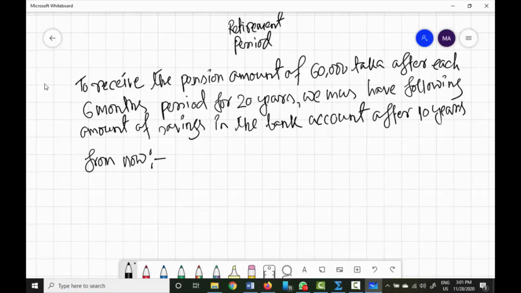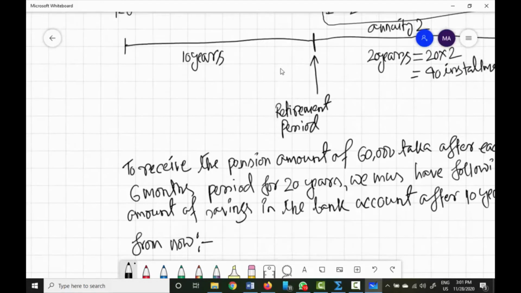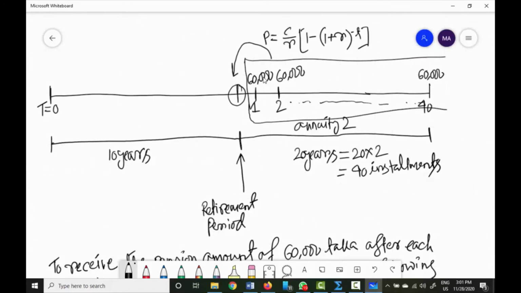Now, what do we need? To have the pension amount of 60,000 taka after every 6 months for the following 20 years, that means a total of 40 installments, how much will we need in the bank account after 10 years? So we need to find the present value of all these future cash flows at this period.